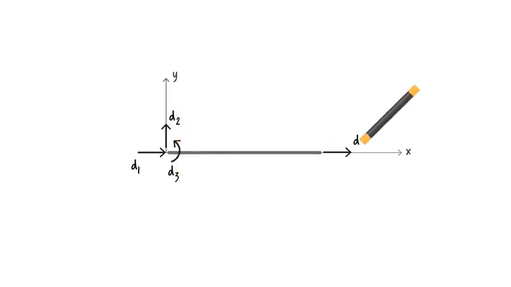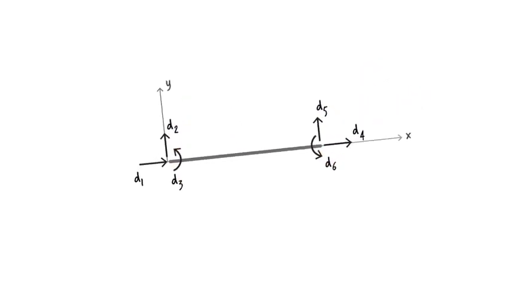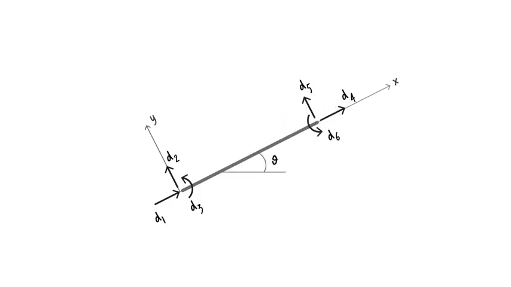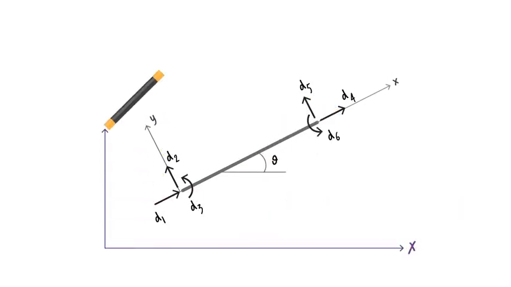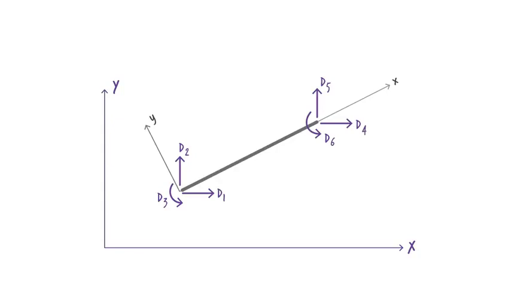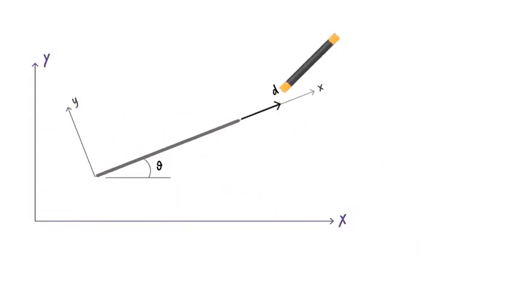Here is the beam column element in the local coordinate system. Let's rotate it by angle theta and situate it in the global coordinate system. Member end displacements in the global coordinate system can be shown like this. We now need to express each displacement in the local system in terms of the displacements in the global system. Let's start with D4. It can be defined in terms of global D4 and D5. The sum of the projection of the global displacements onto the local x-axis gives us D4, so we can write.